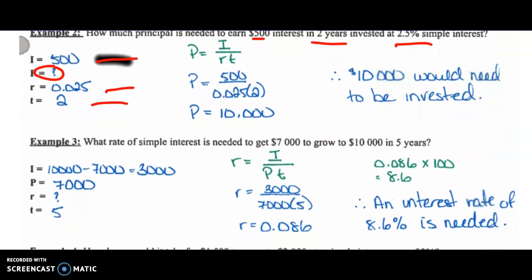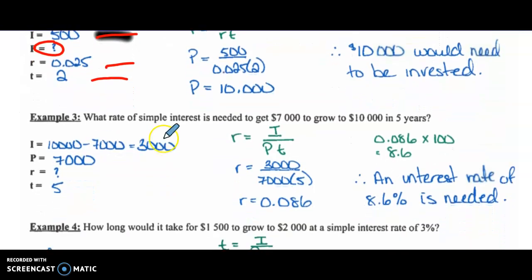Here, example 3, a little more difficult because it says I want to grow from 7,000 to 10,000. So when you're looking at what I know, and I also know it's 5 years, so I know that the 5 years is the time. But this might take a little bit of thinking here. What's the simple interest rate to go from 7,000 to 10,000?